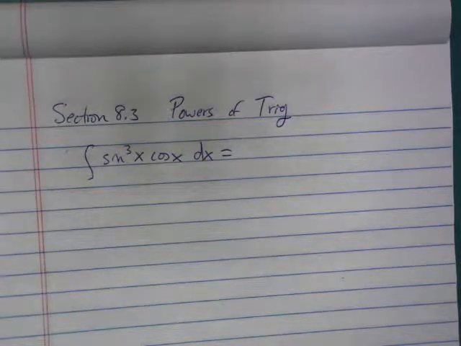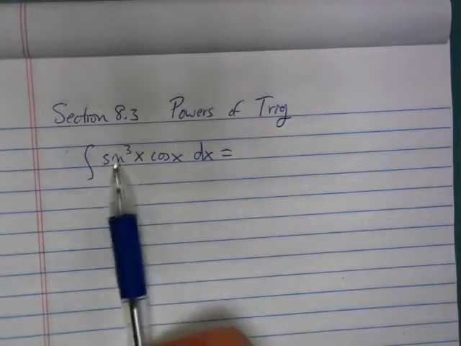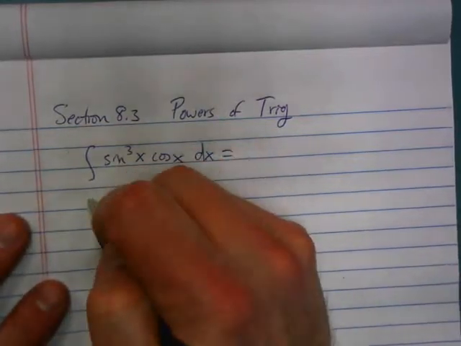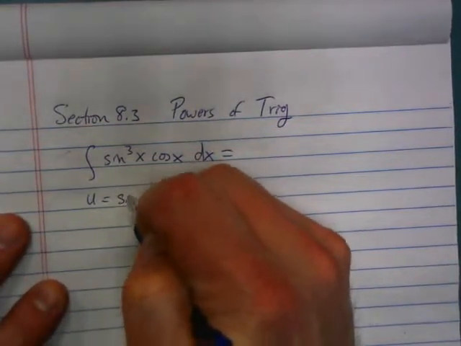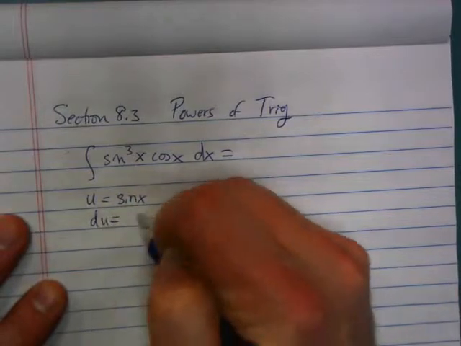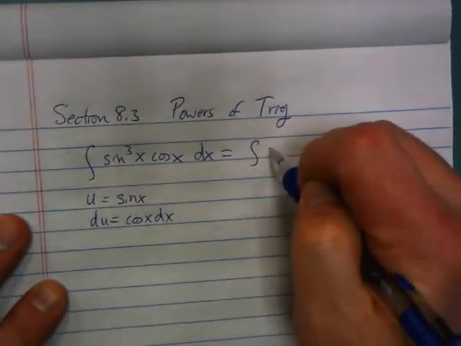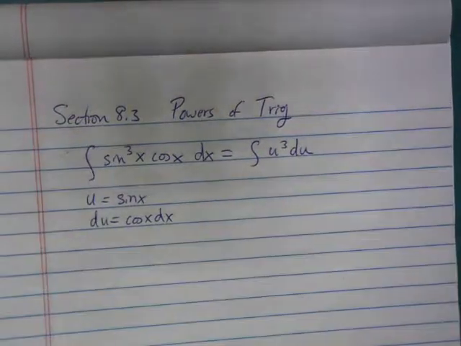This is nothing new. This is a Calc 1 question. Let u be sine of x, because the derivative of sine will give us cosine. So this is a u substitution problem. U equals sine x, and du works out perfectly. That's cosine x dx. So that just becomes integral of u cubed du.